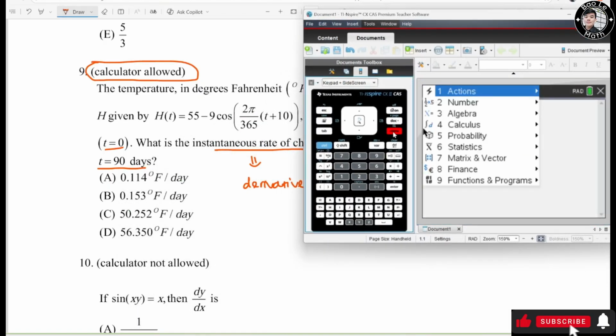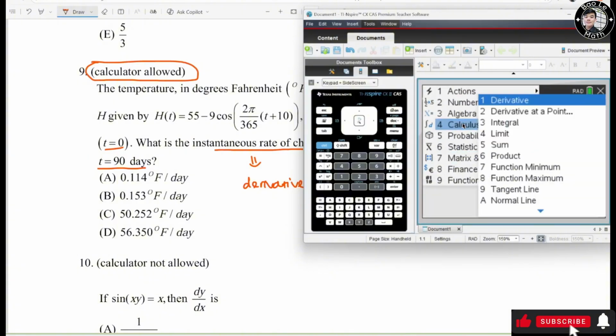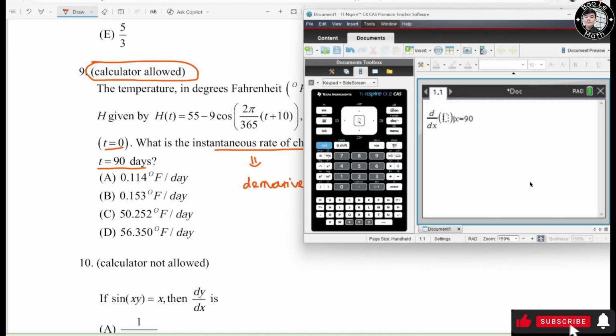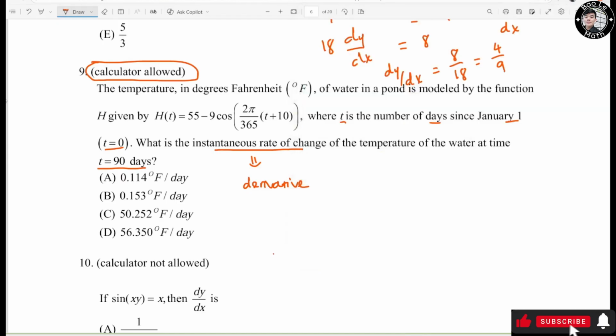So we're going to hit menu, calculus, derivative at a point right here. Alright, so the variable should be s, so I change this one into s. Now the value right here should be 90 days, so I put 90 here. First derivative, press OK. Alright, so I'm going to input the function, and then press enter. It's going to give you 0.15317, so your answer must be B.